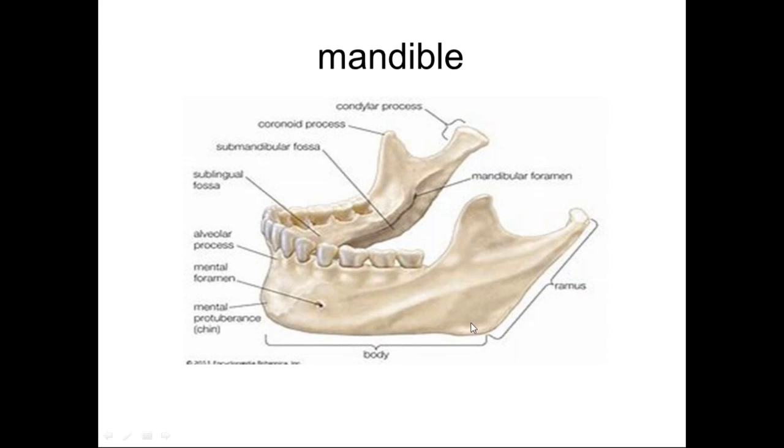Now, talking about the ramus. Ramus is a quadrilateral plate having 4 borders and 2 surfaces. This is anterior border. This is superior border. This is posterior border. This is inferior border of the ramus. This is lateral surface and this is medial surface of the mandible.